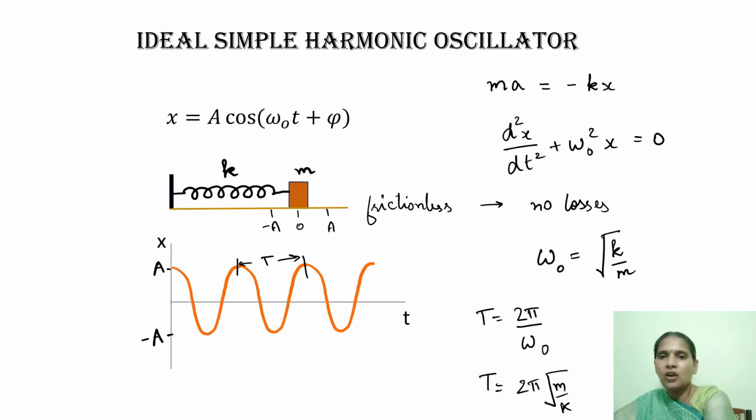The solution of the differential equation for an ideal harmonic oscillator is given by x equal to A cos (omega naught t plus phi). Here omega naught is the natural frequency of the oscillator, phi is the initial phase, A is the amplitude, that is the maximum displacement from the mean position.